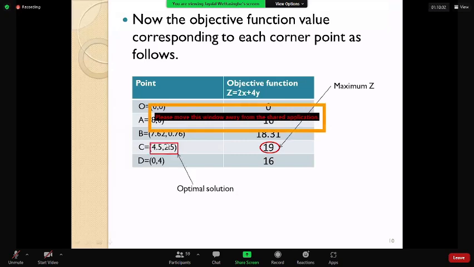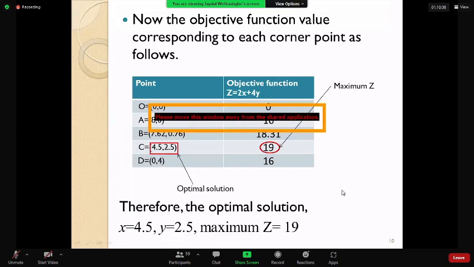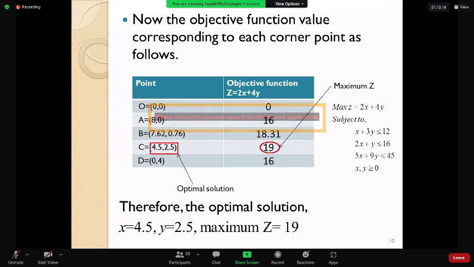Therefore, we say that this is the optimal solution. The optimal solution for this problem is X equal to 4.5 and Y equal to 2.5. Okay, for this particular problem. Now the problem is given here. The problem is to maximize this function subject to these constraints.